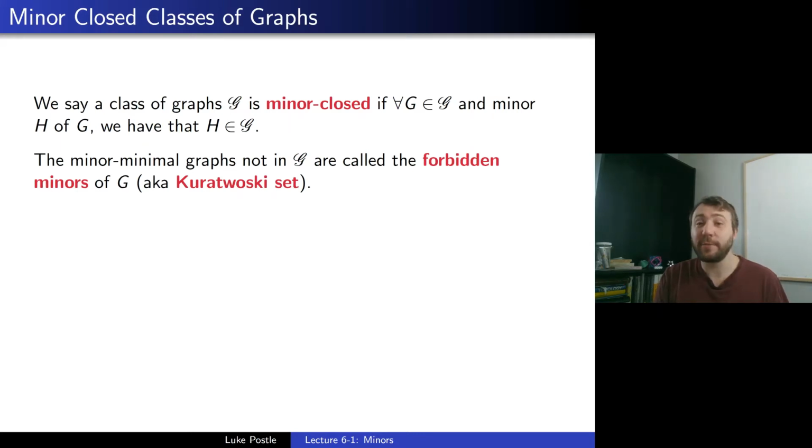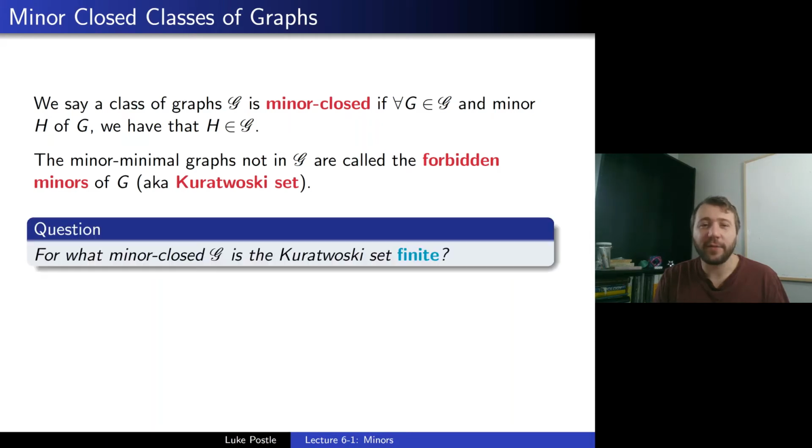So that's why it's natural to look at planar graphs via minors. If you have this understanding of minors and your minor closed class, you can look at the minor minimal graphs that are not in G. By minor minimal, I mean the ones that are not in G, where any proper minor would be in the class. These are called the forbidden minors of G, and they're also known as Kuratowski sets. So what's the point then? Maybe we can characterize this class by its Kuratowski set. And indeed, that is what we're doing.